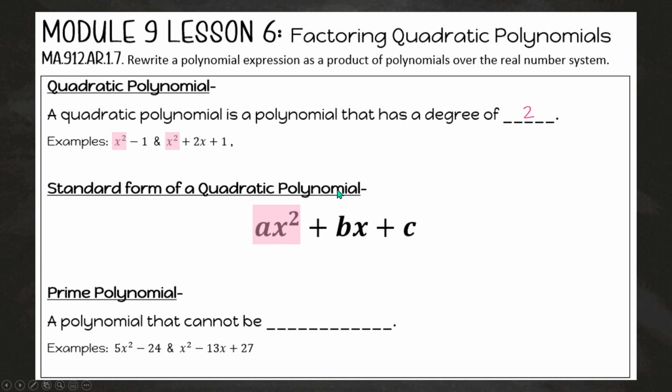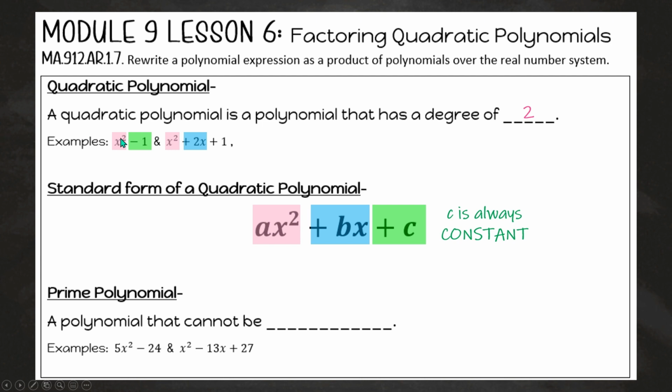Standard form of a quadratic polynomial is ax squared plus bx plus c. That means that, remember, our standard form of a polynomial means that our highest exponent is always listed first, and then our constant would be last. So here we have ax squared, so the coefficient to the x squared term is our a. Our c is always going to be constant, so the number by itself.